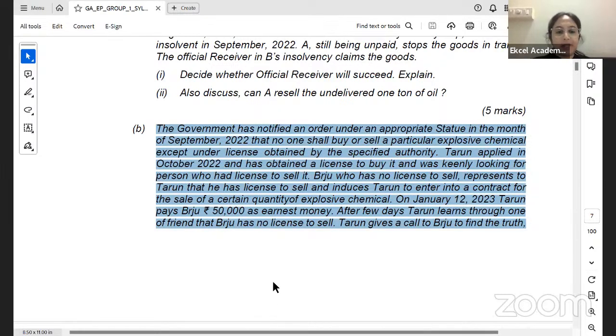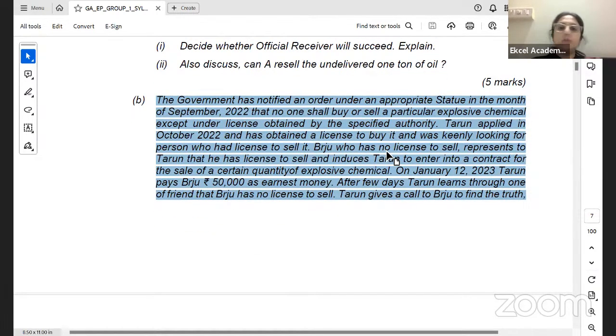Now, Tarun applied in October 22 and has obtained a license to buy. Tarun is a person who has a license to buy. He can buy now. He has a license. And he was keenly looking for a person who had a license to sell. The government has come up with the order that you can buy or sell only with the license. So now one person, Tarun, already has a license from the government to buy. Now he wants a person who has a license to sell. He is keenly looking for that person. So next, Briju, who has no license to sell.